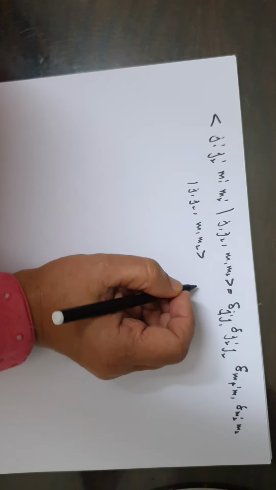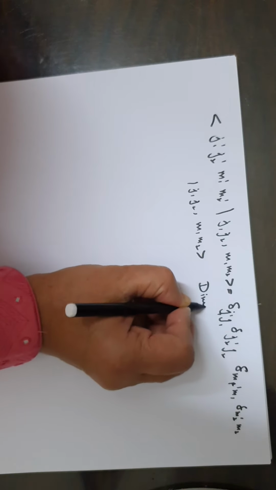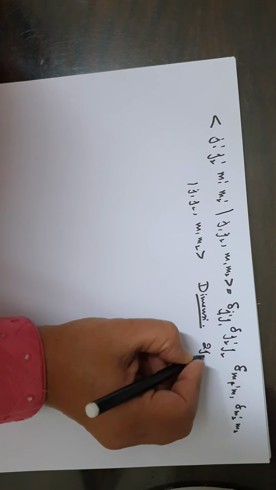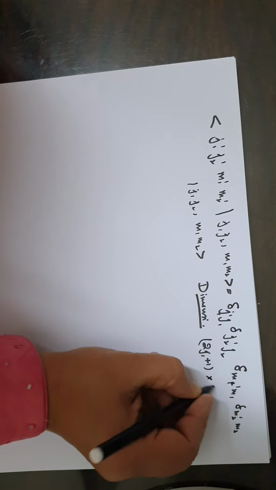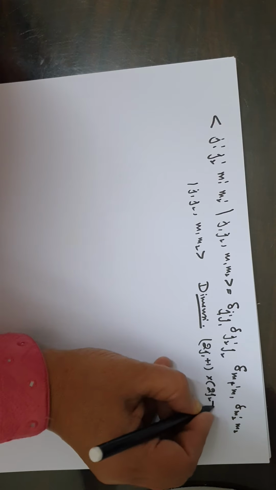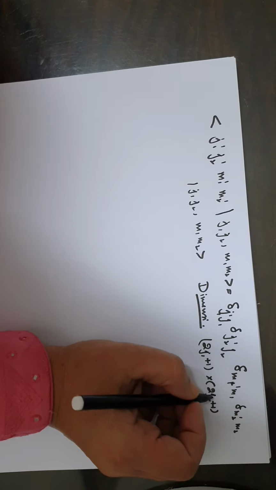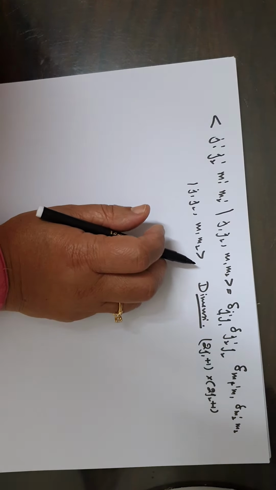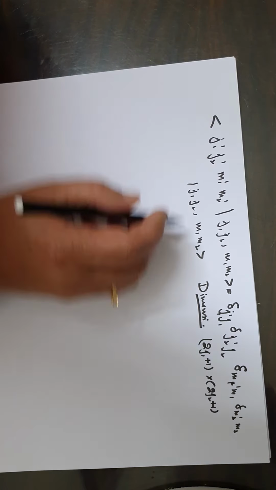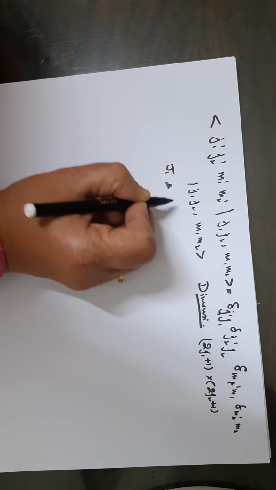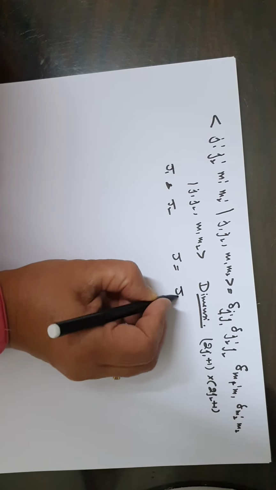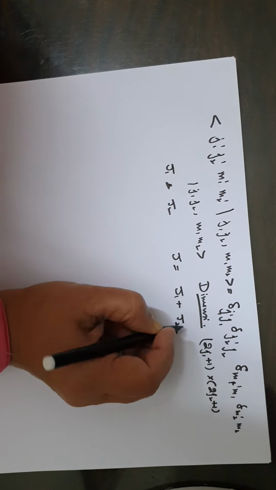Dimensionality of this will be (2J1 plus 1) multiplied by (2J2 plus 1). Now let's go back to the problem of adding two angular momenta, that is J1 and J2. J is equal to J1 plus J2.